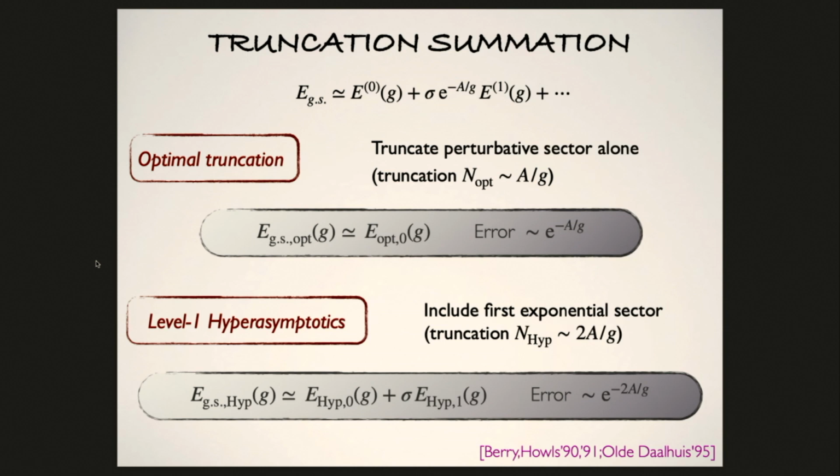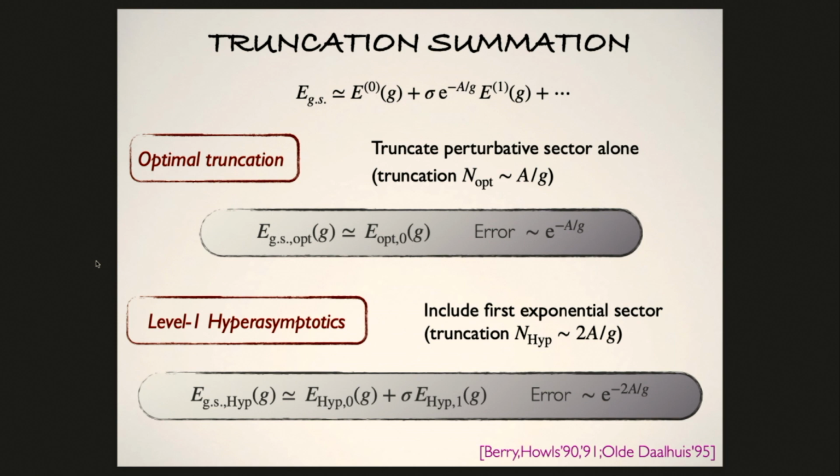So just very quickly, I mentioned the optimal truncation. The optimal truncation is what is done for the perturbative series, and there's a point where you stop your series and you get an exponentially small error. But of course, if I want to include the next contribution, the one instanton contribution, then what I'm doing is not called optimal truncation, just nomenclature, it's called hyperasymptotics. But there are still completely well-defined formulas.